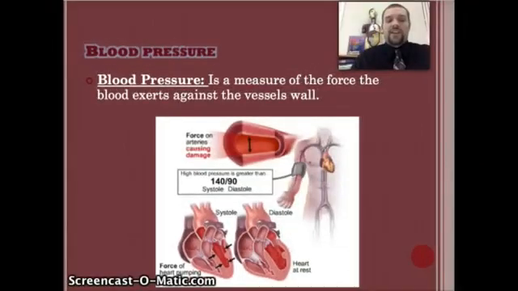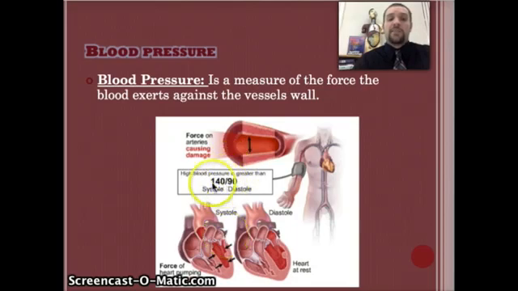So whenever you go to the doctor and they look at your blood pressure, they put that cuff over your arm and make it nice and tight, and then they slowly release it. What they're measuring is your blood pressure. When we look at blood pressure, we're just measuring the force that the blood is exerting against the walls of your blood vessels. And basically they're going to give you two numbers.